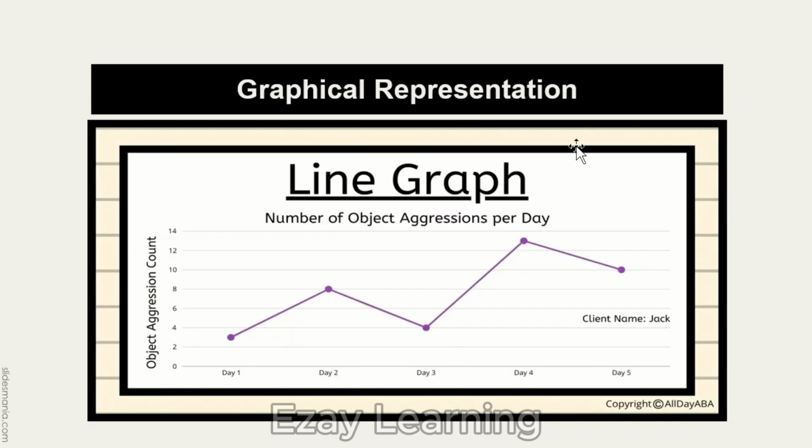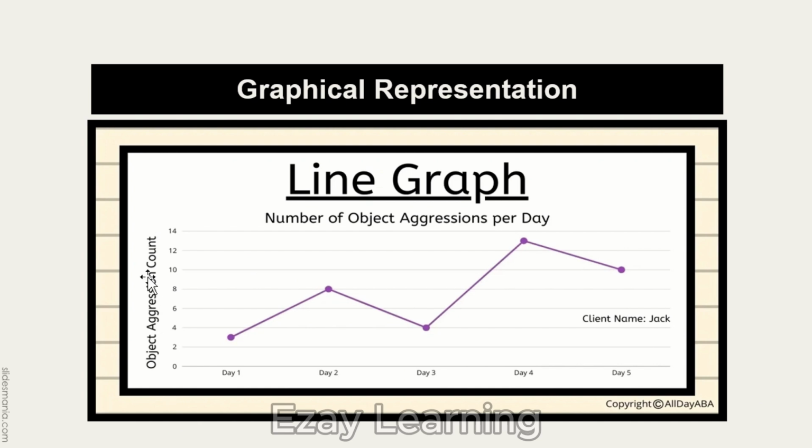Let's see the graphical representation first to understand this. As you can see, this is a line graph. A line graph changes with time because it is showing trends of behavior. These circles are known as data points, for day 1, day 2, day 3, and these are connected with a line. That's why we call it a line graph. The line graph is the most commonly used graph in ABA. Remember this for MCQ.